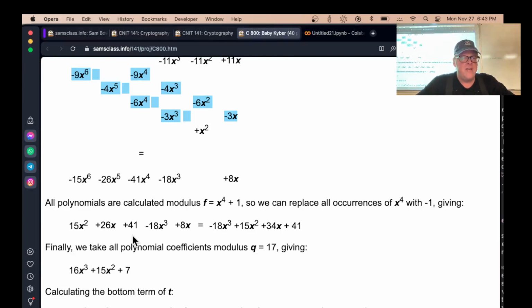Now you can combine these. There's an x term and an x term here that will combine. So this is the final answer. 18x cubed, 15x squared, 34x, plus 41.